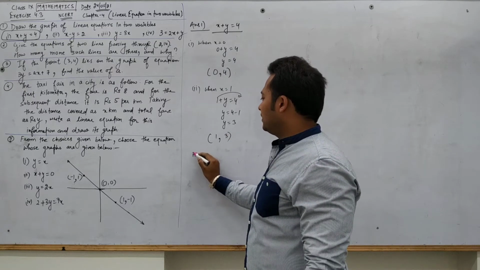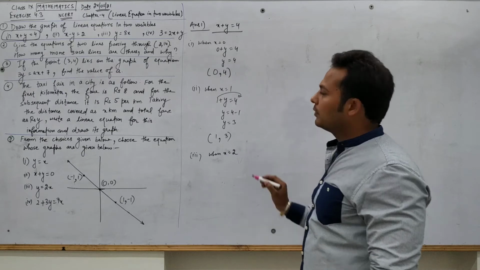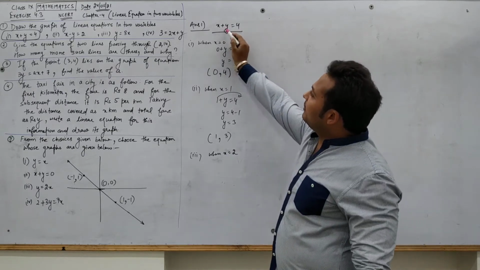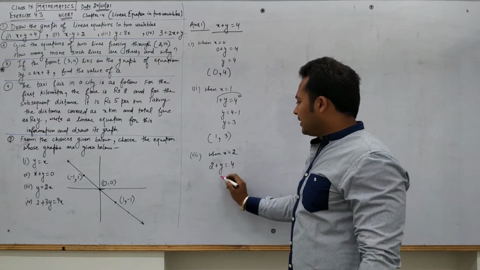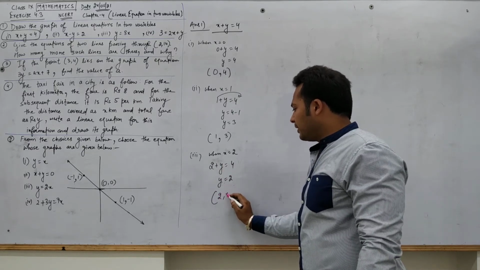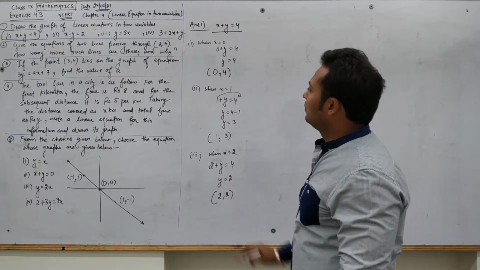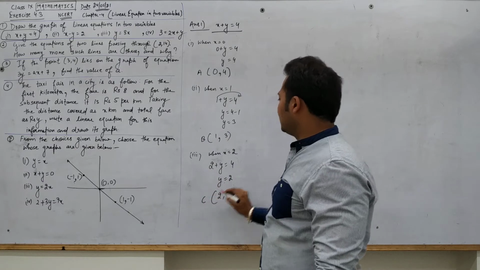Now assume another value, when x equals 2. Okay, 2 plus y equals 4. Take 2 to the right hand side, you will get the value of y will be 2 and our point will be (2, 2). Mark these points A, B and C.